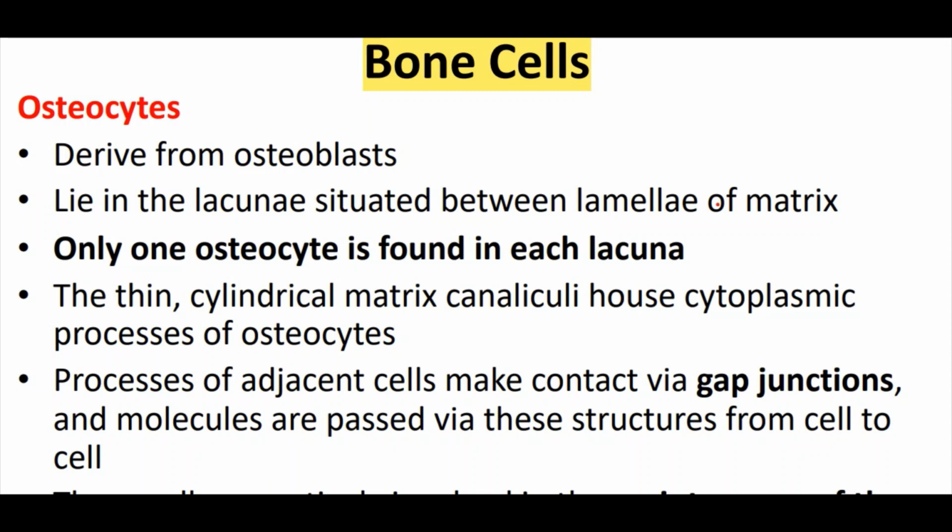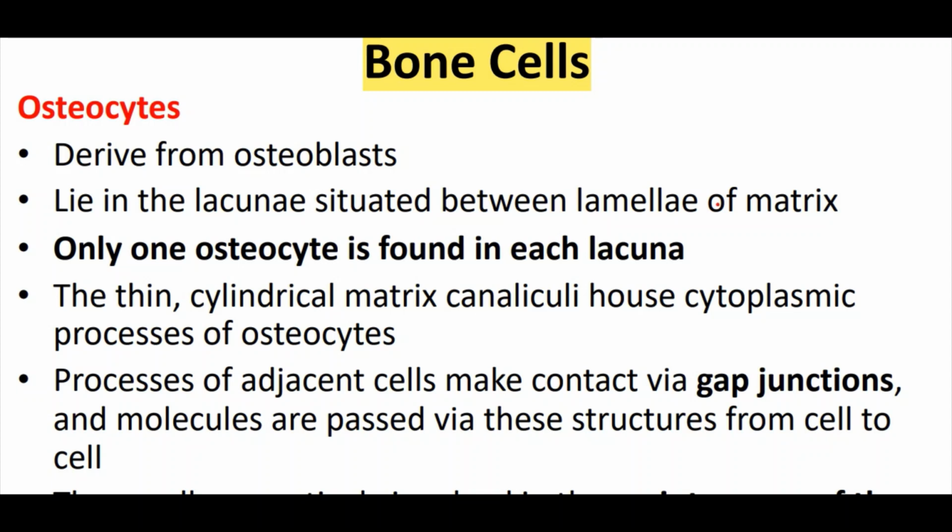Osteocytes are derived from osteoblasts. They lie in the lacunae situated between the lamella of the matrix. Only one osteocyte is found in each lacuna. The thin cylindrical matrix canaliculi house cytoplasmic processes of osteocytes. Processes of adjacent cells make contact via gap junctions.